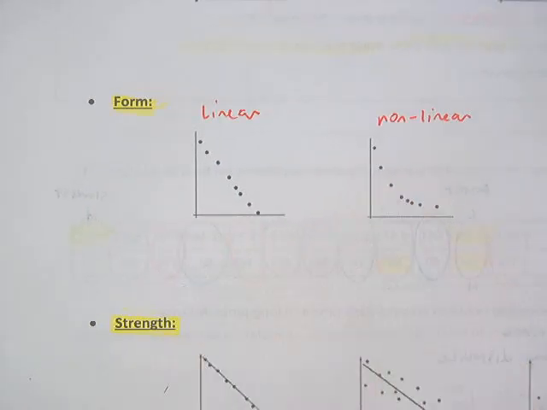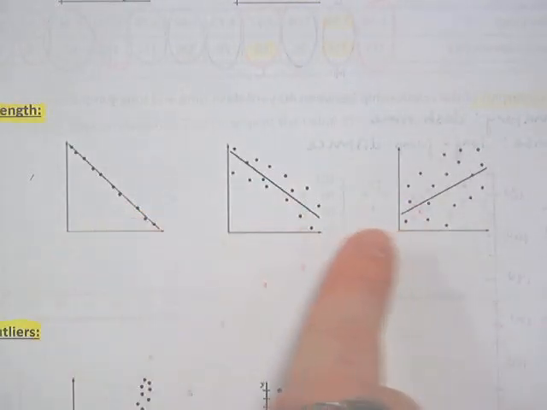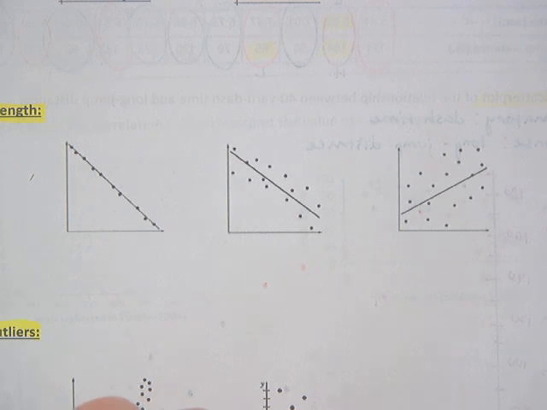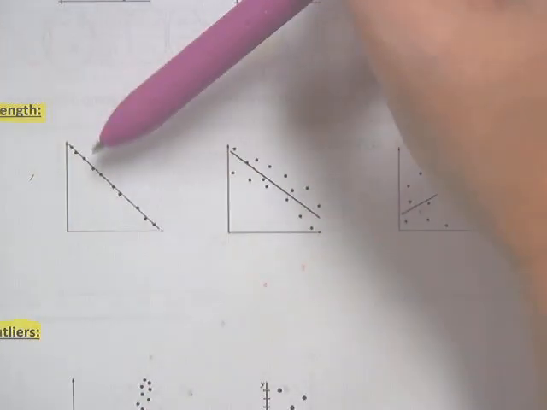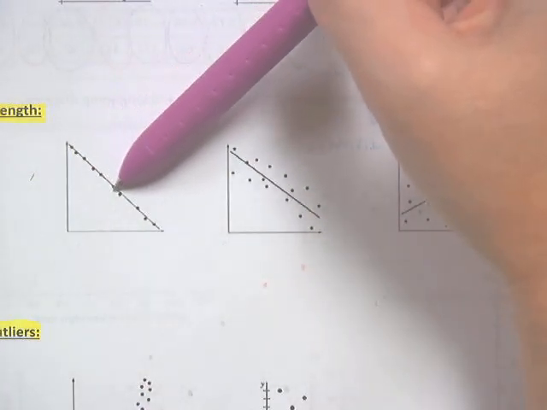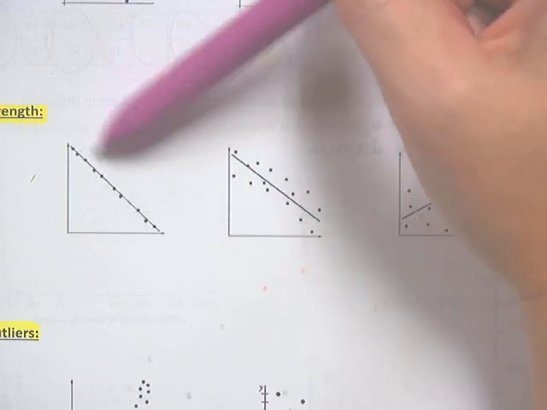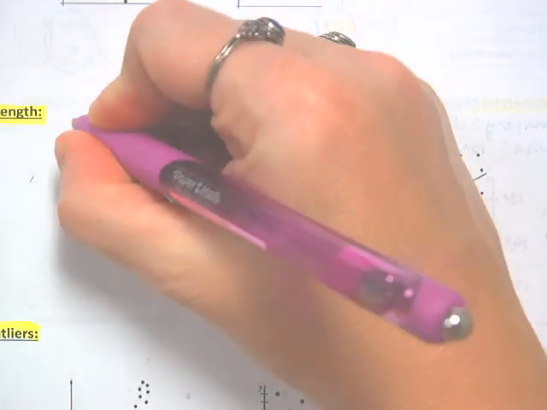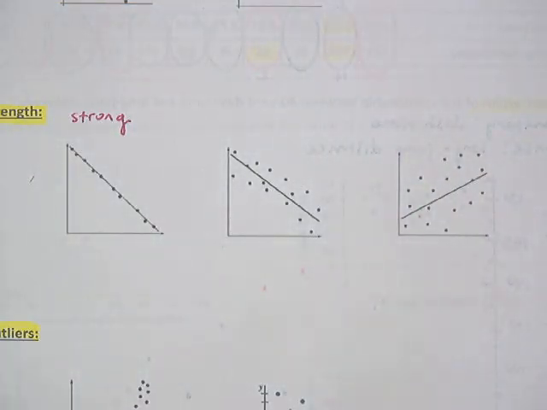That's for form. If I ask you how strong it is, then you can kind of stare at these and figure out what strength is talking about. It's how closely along that linear pattern the points fall. Well, right here, almost every single dot is on that line, and we're going to talk about linear regressions later on in the chapter. So this would have a very strong strength.